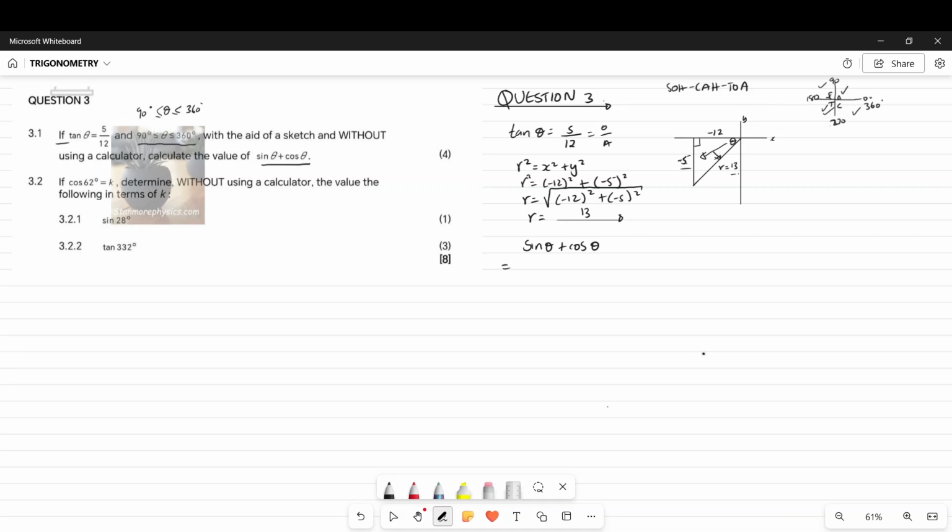So it's going to be negative 5 all over 13 plus cos theta. So cos theta, we know this is going to be, you can use a different color. We know it's adjacent, right?